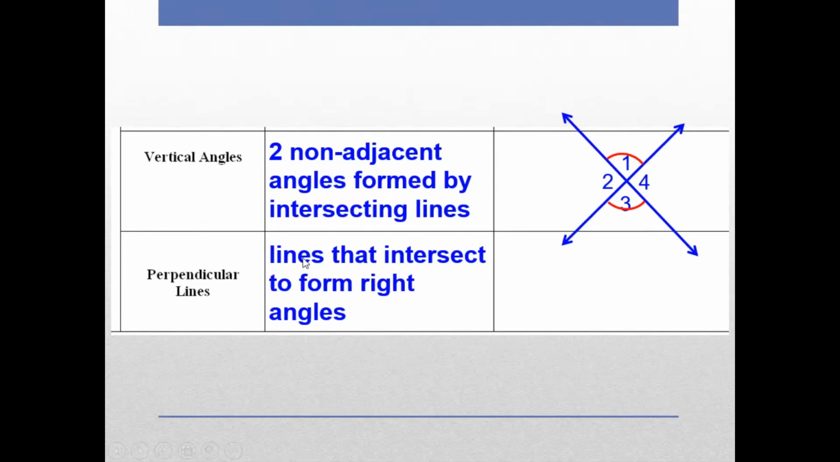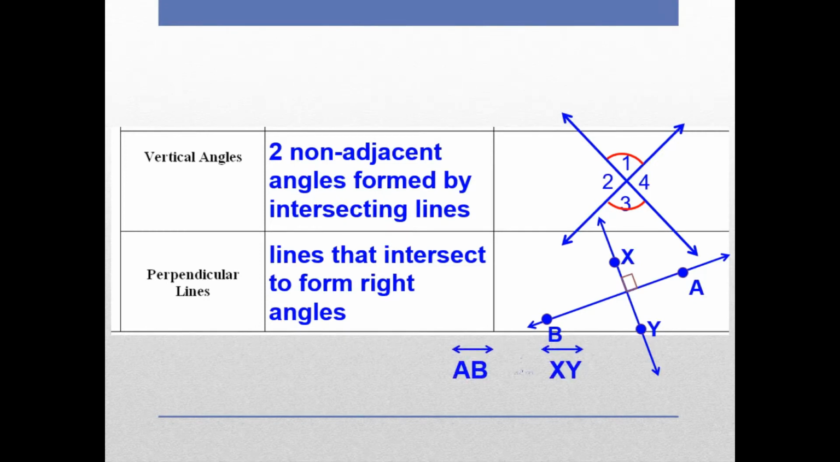Perpendicular lines are just lines that intersect to make right angles. So anytime you see this little box there, you've got perpendicular lines. This symbol right here means that these two lines are perpendicular to each other. So it looks like an upside down capital T. That means that these two lines are perpendicular.